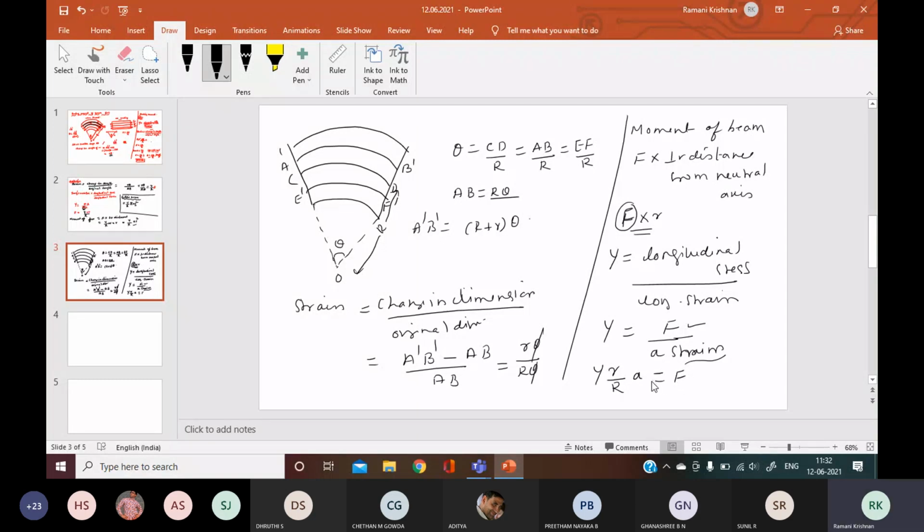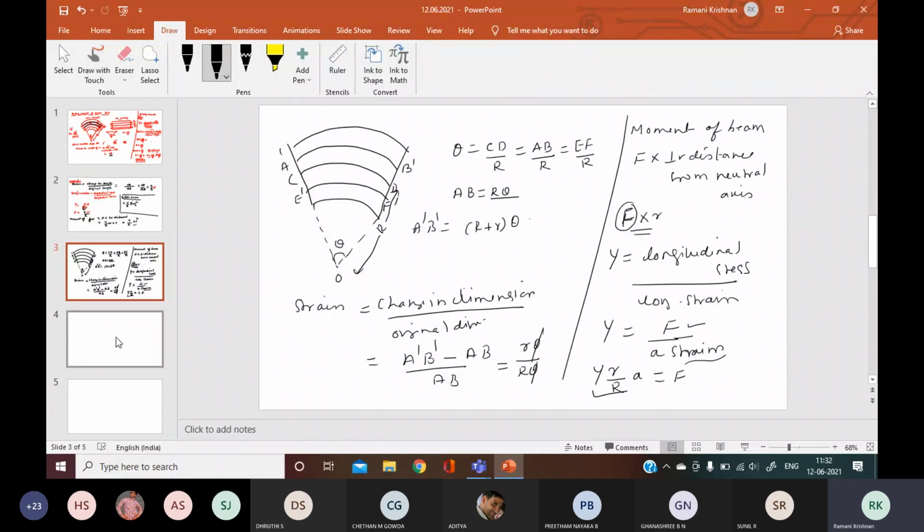F. Correct. Is there any change? What is the original dimension? Is this correct? R. So what is the value I should get? Yes, Y, this is correct. So Y r A by R is the force.